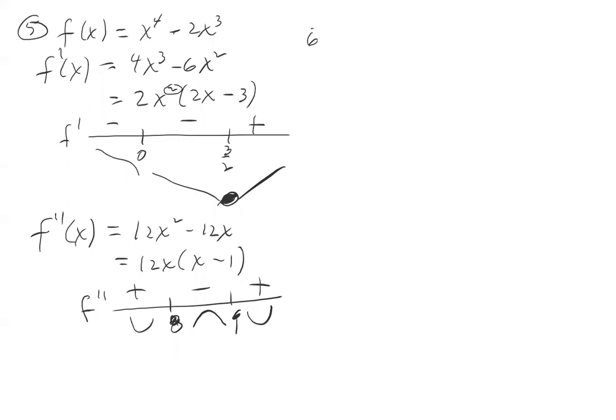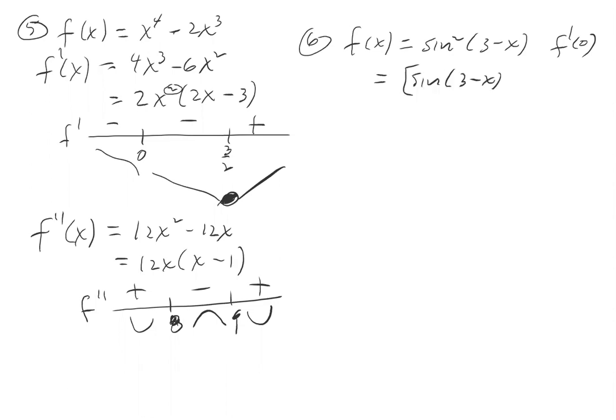Number 6. f of x is equal to sine squared of 3 minus x. What is f prime of 0? All you have to do is take the derivative and plug in 0. Come on, this should be easy. Now remember, whenever you have a trig function to a power, we've been doing this the whole year, put the power like this so you can clearly see you're dealing with box squared. So how do I take the derivative of box squared? 2 box to the first times the derivative of the box.